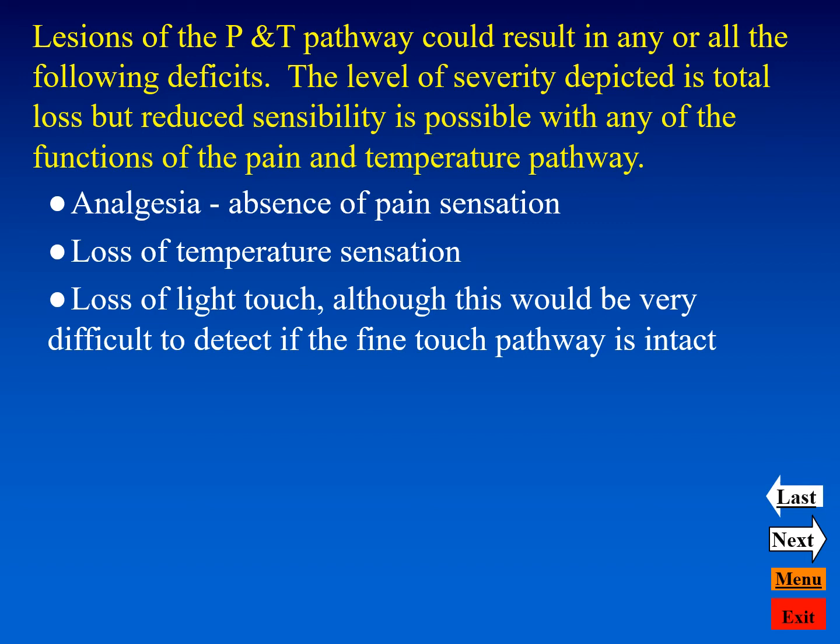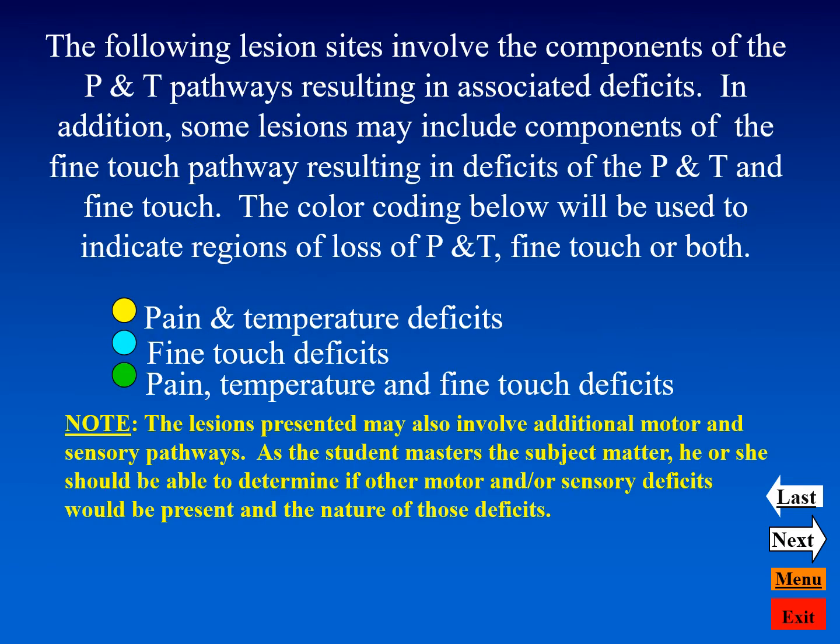And then there is a condition associated with these pathways that we call light touch. For the most part, if the fine touch pathway is still intact, it's very difficult to analyze whether somebody has lost light touch or not. So there'll be a color coding of the lesions that follow. If there's loss of pain and temperature only, it'll be yellow coded. If it's just fine touch deficits, it'll be just blue in color. And if it's both pain and temperature and fine touch, it'll be green.